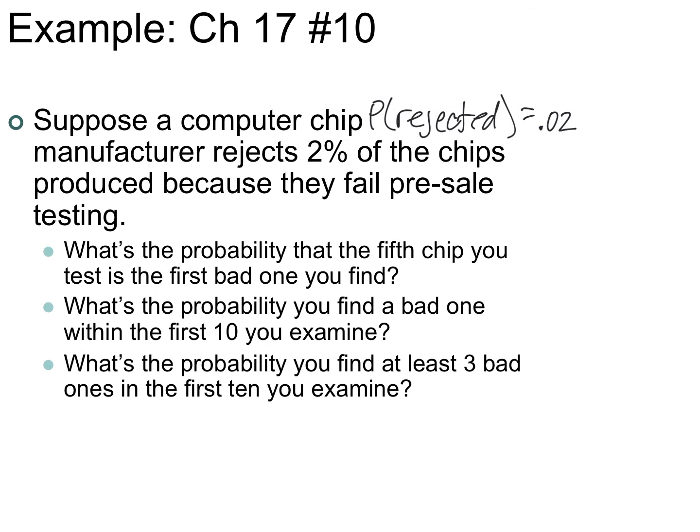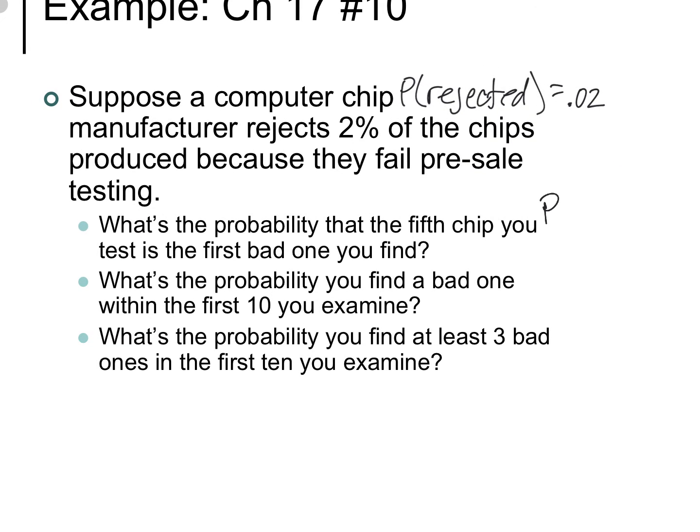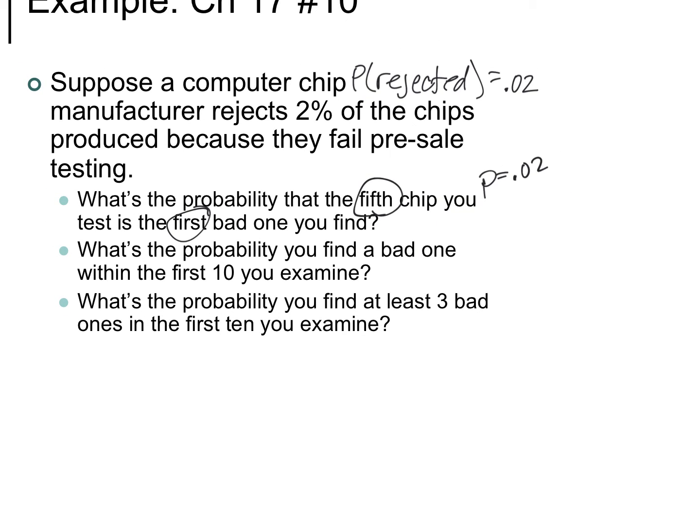So the probability of success, p in this case, is 0.02. And it's my fifth chip is the first bad one. Remember, the word first is telling us I have one success on the fifth trial. That's geometric. So if I'm doing this in the calculator, we're going to talk about how to do this in the calculator. I'm going to use the geometPDF function.